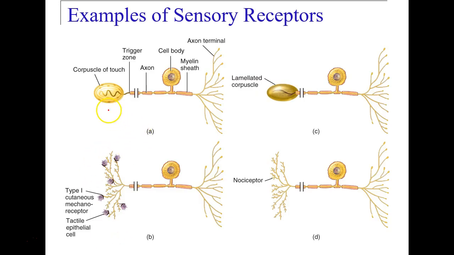So some quick examples of sensory receptors. We have corpuscle touch, obviously for touch reception. Laminated corpuscle, more touch. Then mechanoreceptors for mechanical sensations, so movement, touch of the skin as well. Nociceptors are pain receptors.